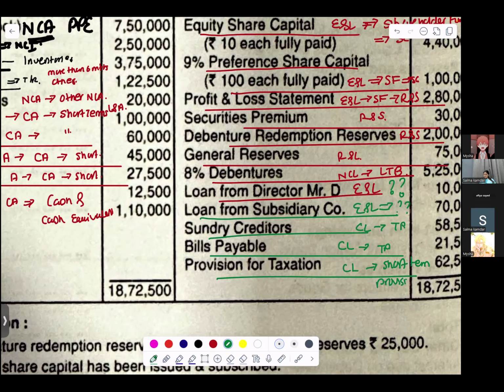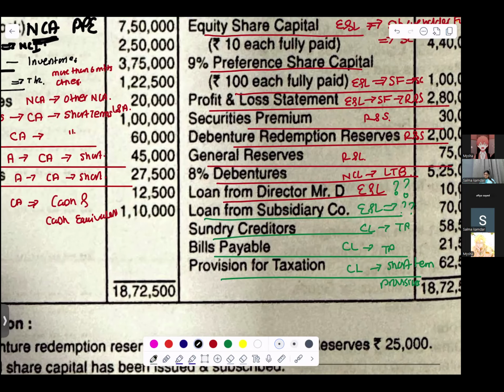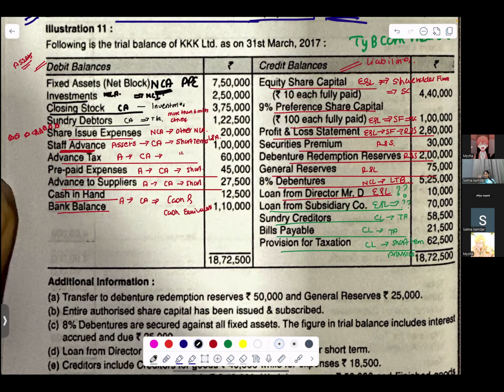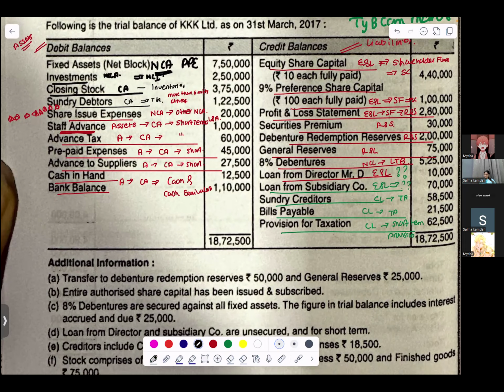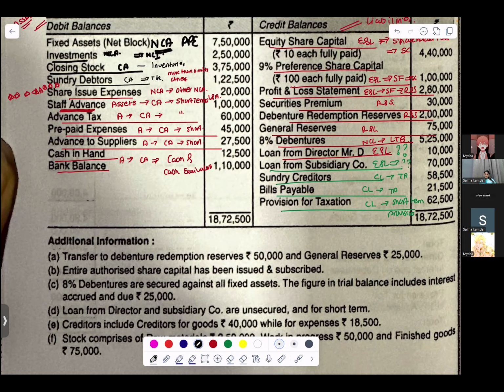I hope, Afia, you're with me. Yeah. Was this hard? No. When you keep the format that you've made in front of you, it's not hard. Okay, fine. Now let's go to the adjustment.